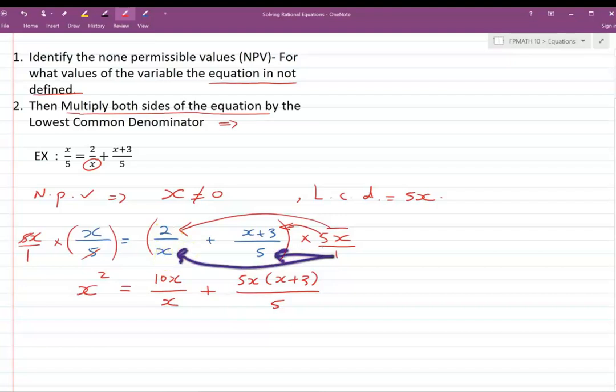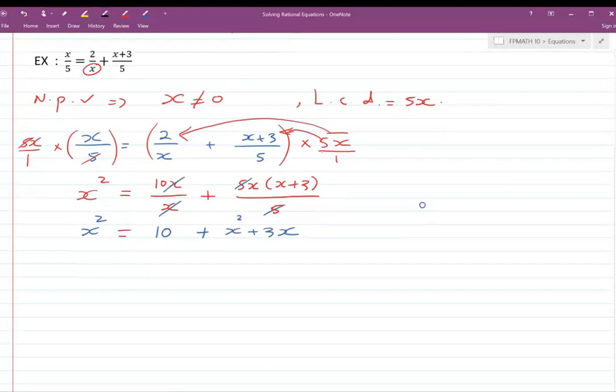So now after doing this, you need to go through to the right hand side and simplify the two expressions that we have. So x divided by x, that's gone. In this case, we'll have 10 plus. And in here, the 5 and 5, they divide. And now you can expand that. Let's do that. That would be x squared plus 3x. And then there's x squared on the left-hand side.